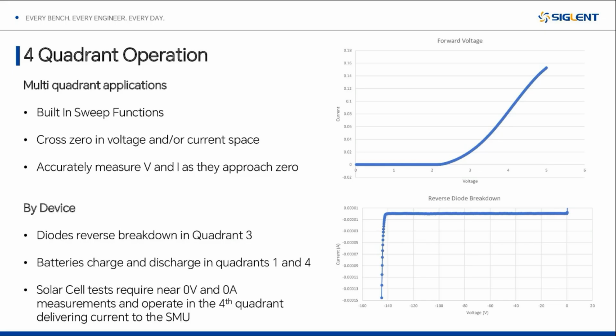And the first, I think, most important characteristic we talked about briefly off the top is this 4-quadrant operation, right? So your ability to switch from sourcing and sinking current and voltage on the fly while making critical measurements really allows you to get to a broad set of devices.